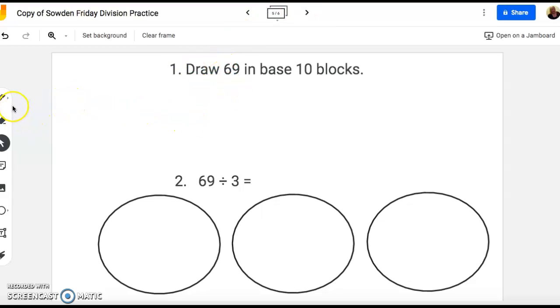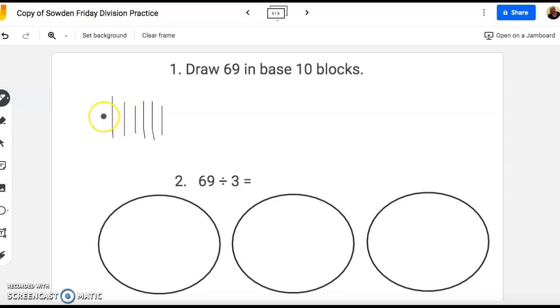So on this one, you're going to click the pen. The first thing you need to do is draw 69 in base 10 blocks, and you're going to do it up here. So you're going to make 10s, there's 6 10s, and then 9 1s. And then you're going to divide them up into here.